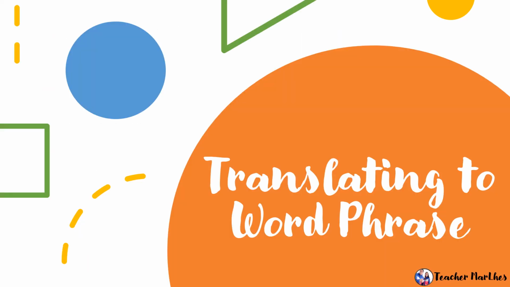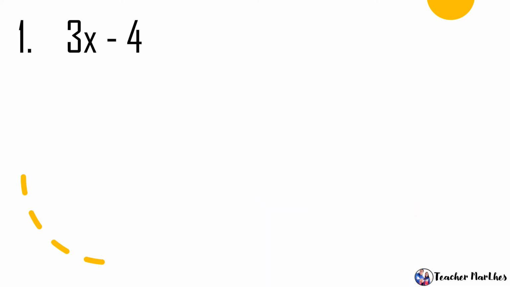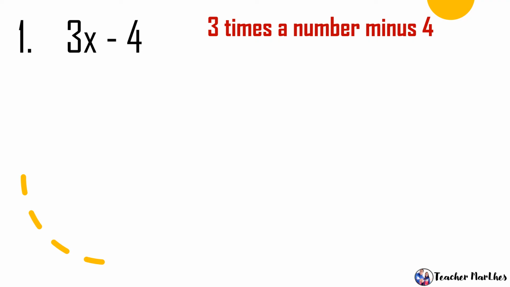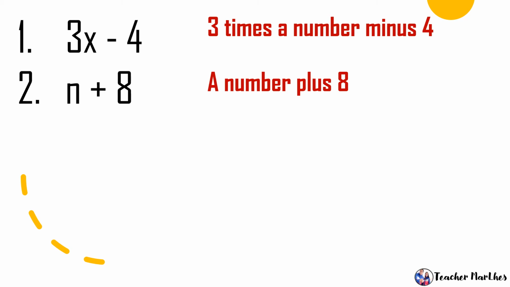So, the second exercise is translating to word phrase. Let's translate 3x minus 4. Our answer may vary because we can use the different keywords that we study in this lesson. So, for number 1, we have 3 times a number minus 4. So, pwede din ditong the product of 3x decreased by 4. Number 2, n plus 8. So, we have a number plus 8. Pwede din dito yung n plus 8. N increased by 8.